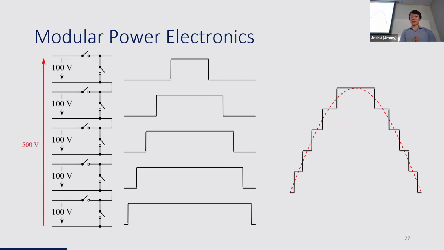So essentially, we break down a massive power or voltage and build small units we call modules, put them together, control them independently, and get a staircase-like output and use that to track the reference we want. And eventually we get the power that we need.